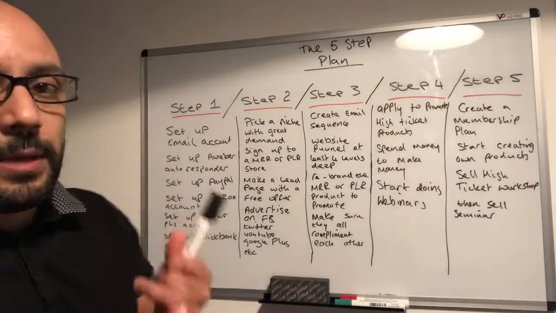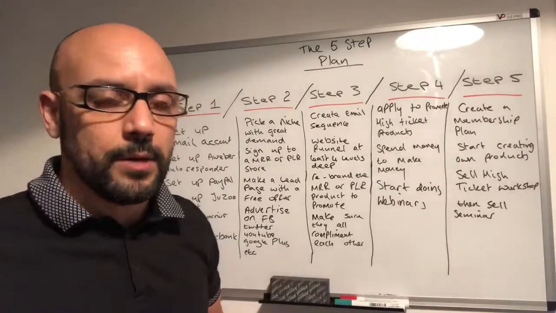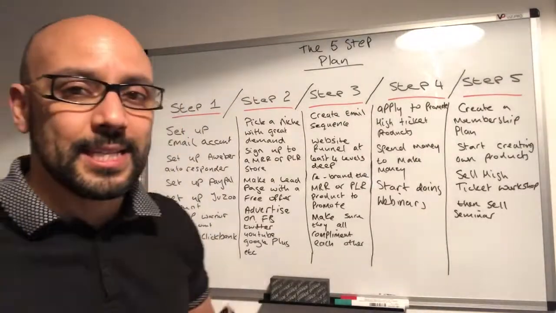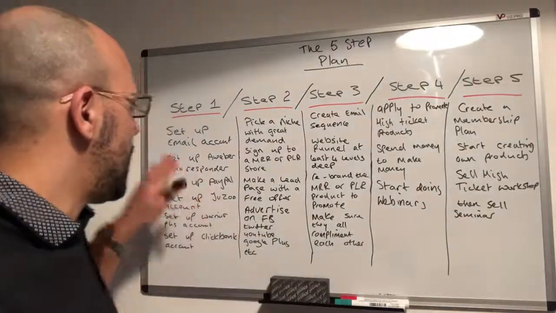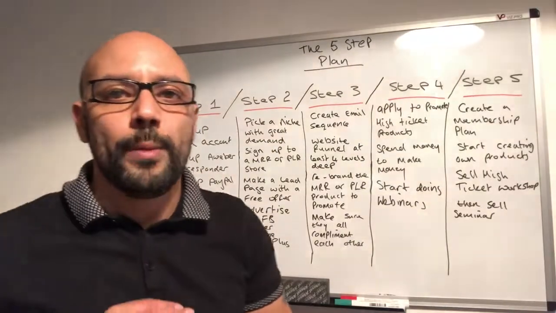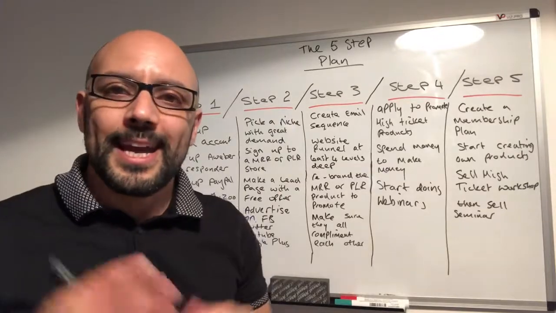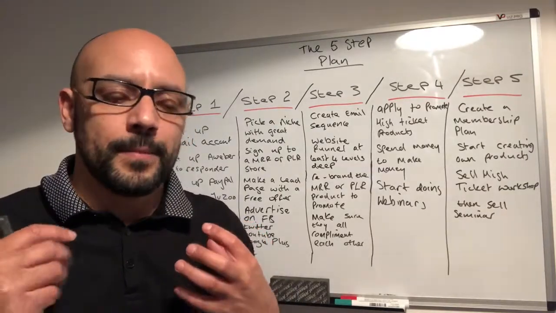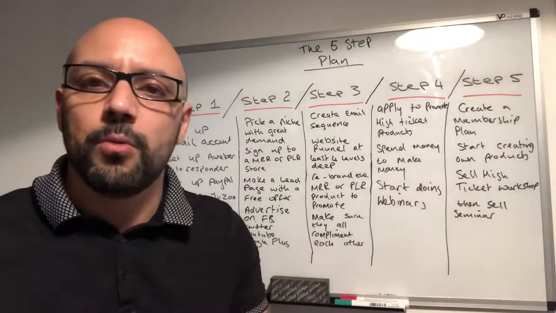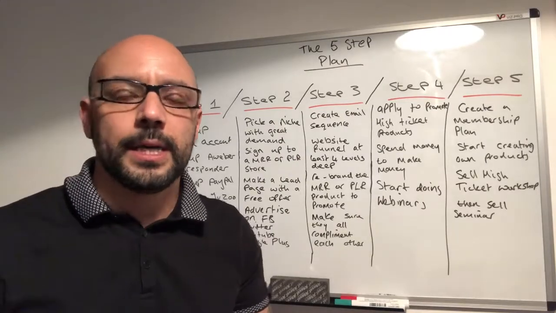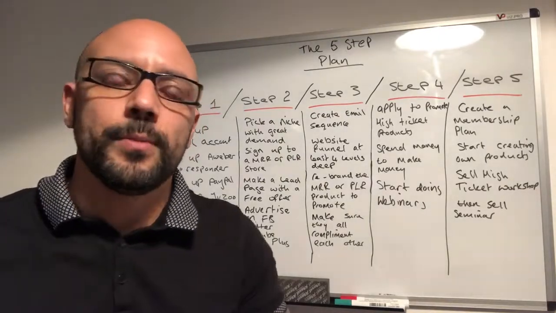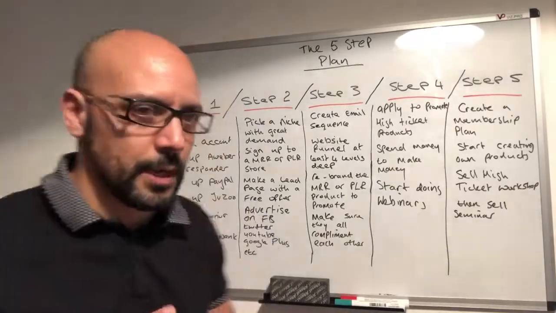So you set up an email account, like an Outlook account or a Gmail, because you won't be able to set up anything else without this. You set up an Aweber account. The reason why I choose Aweber is because it is the most versatile product that can be used on the market. It can be integrated with almost any platform possible.